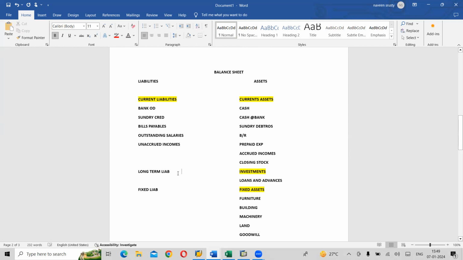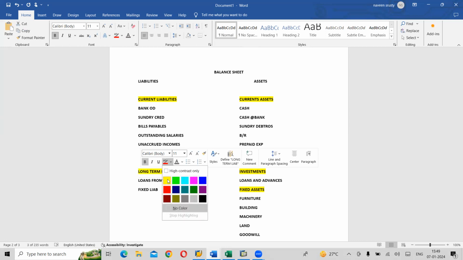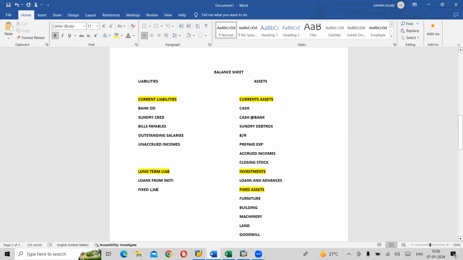Next one, long-term liabilities. Long-term liabilities are nothing but you have taken a loan from banks, loans from institutions. So these are normally taken for more than a year. Okay. Next one, fixed liability.